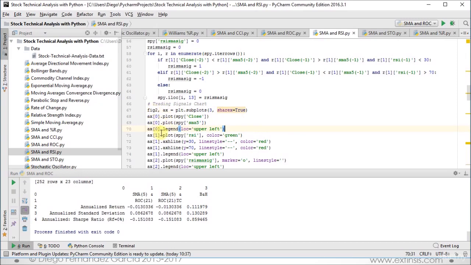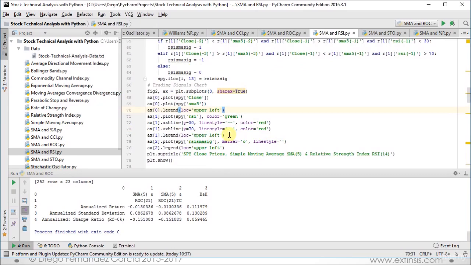In the first of them at position 0, we're going to plot our close prices together with the technical indicator, which is simple moving average, and the legend located at the upper left. On the first position, which is the second of the charts, we're going to do the plot of our relative strength index oscillator, colored in green, and we're adding 2 horizontal lines, one at 30 and the other at 70. Both of them are dashed through their line style and colored in red for the corresponding thresholds of these indicators. Again, these are the commonly used thresholds, but you can also modify them according to your needs. Then we locate the legend at the upper left.